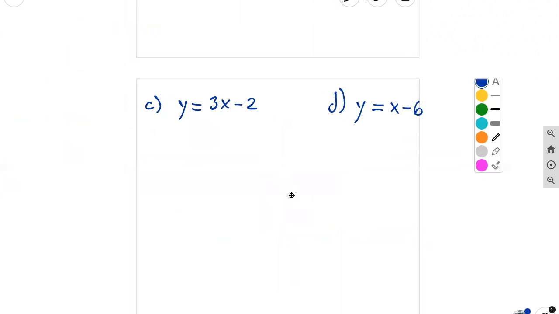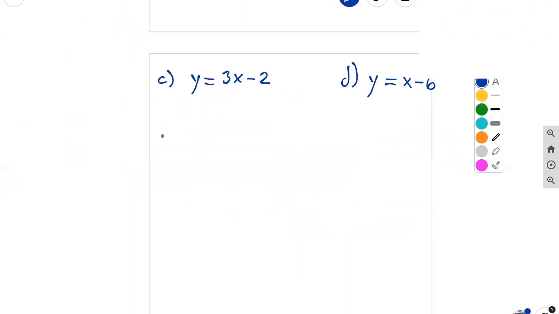Here's the next one I want to graph. I have a slope of 3, but I would like to think of this as a fraction. I need to know how much I'm going to the right. A slope of 3 is the same as 3 over 1. So keep that in mind. 3 over 1. That means I go up 3, and then I'm going to go 1 to the right.